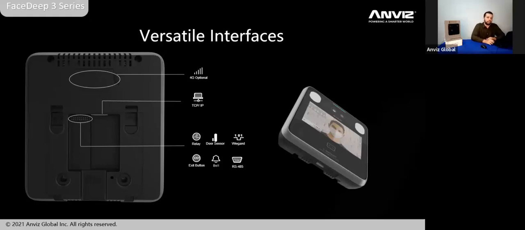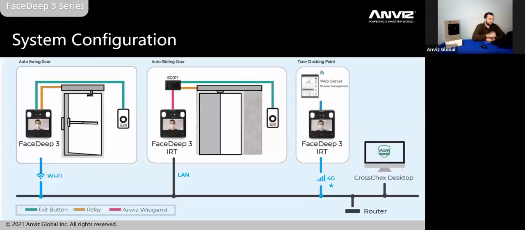This is very interesting and a feature that the FaceDeep 5, for example, doesn't have. And as standard, all the models of the FaceDeep 3 family already come with Wi-Fi. The Wi-Fi is 2.4 gigahertz, the standard frequency. And we have a USB host for memories, where you can download records, import users, and communicate with software or other devices through this kind of port.